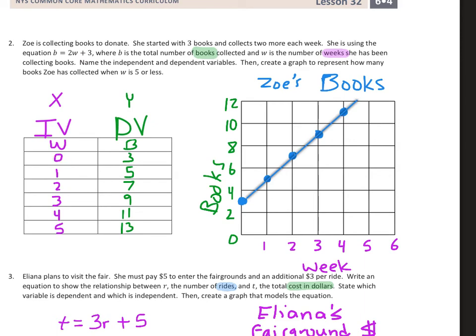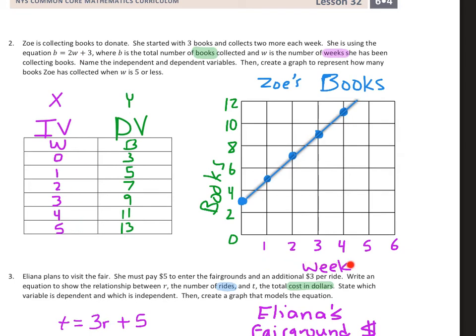So even at 0 weeks, which is 2 times 0 is 0, we're going to add the 3. She has 3 books, right? Because she starts with 3 books. Does that make sense? At 1 week, we do 1 times 2, which is 2, plus the 3, and we get 5. 2 weeks is 2 times 2, which is 4, plus 3. We get 7, so on and so forth.